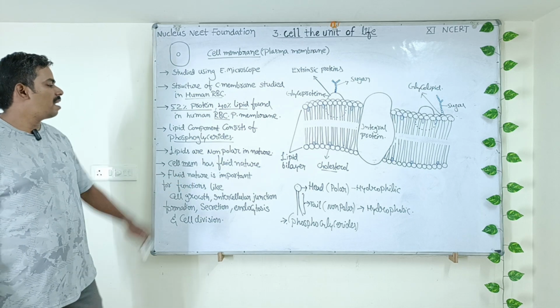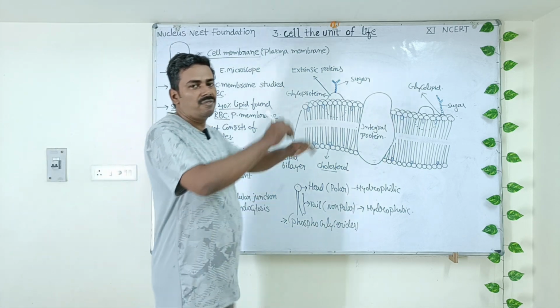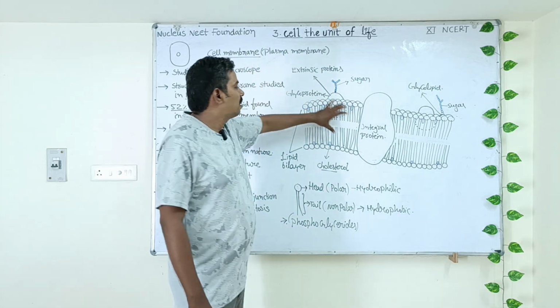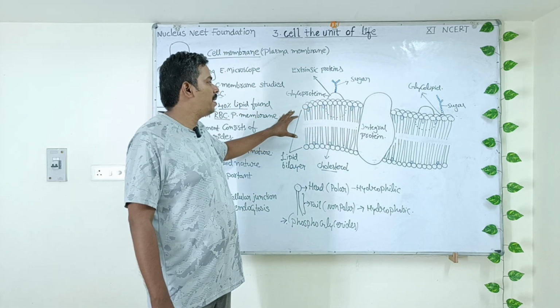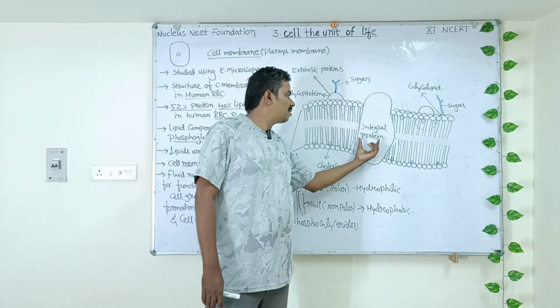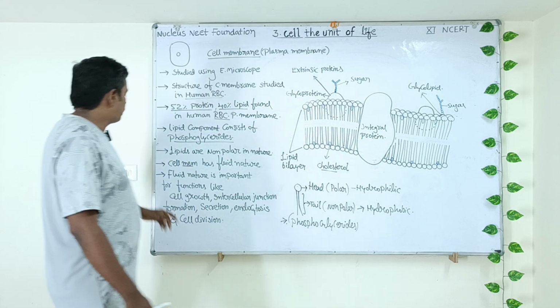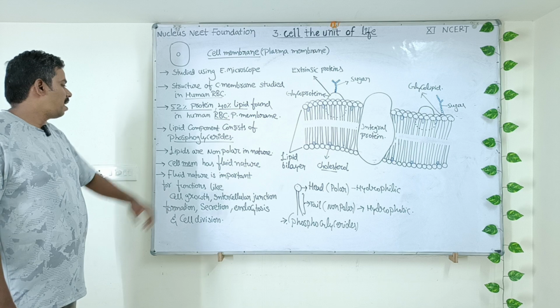The cell membrane has fluid nature. It is as flexible as the surface of a fluid. In that fluid plasma membrane made up of lipids, there are iceberg-like structures which are called proteins, which are floating.